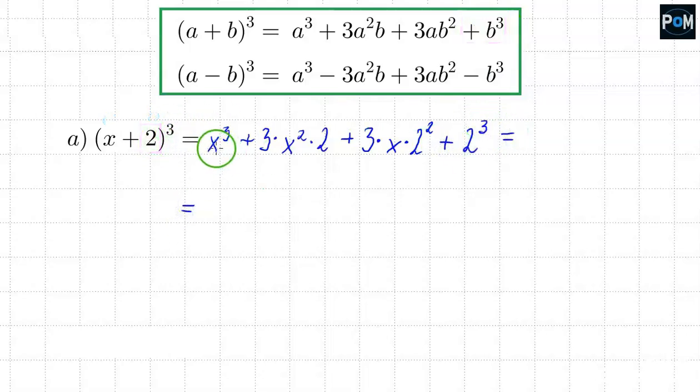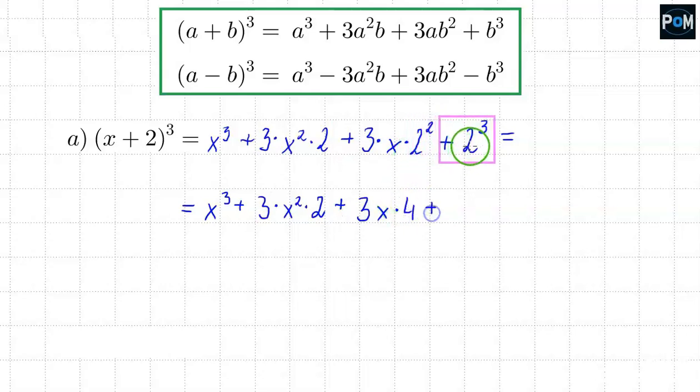Now we need to raise to the power whatever we can. We'll leave this x cubed for now because there's nothing we can do with it. I'll copy this part for now. I will rewrite this 3x, and here I have 2 squared, which is 4, and plus 2 to the power of 3, which is 8. X to the third power doesn't change at all.